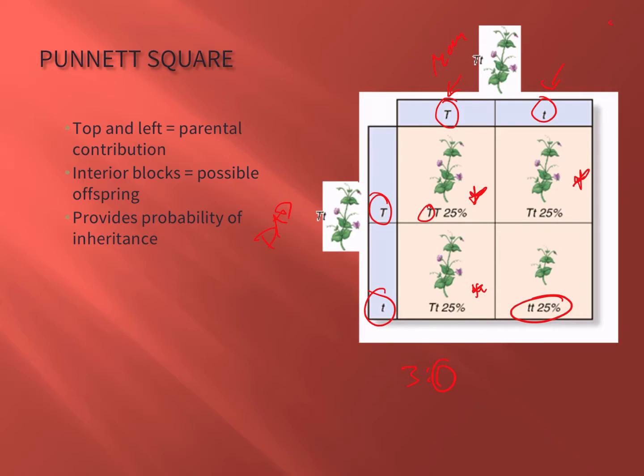But also, if you look at the genotypic ratio, it's actually 2-to-1, right? Because we have two heterozygotes, one homozygote dominant, and then one homozygote recessive. Okay, so this is normal Mendelian genetics.